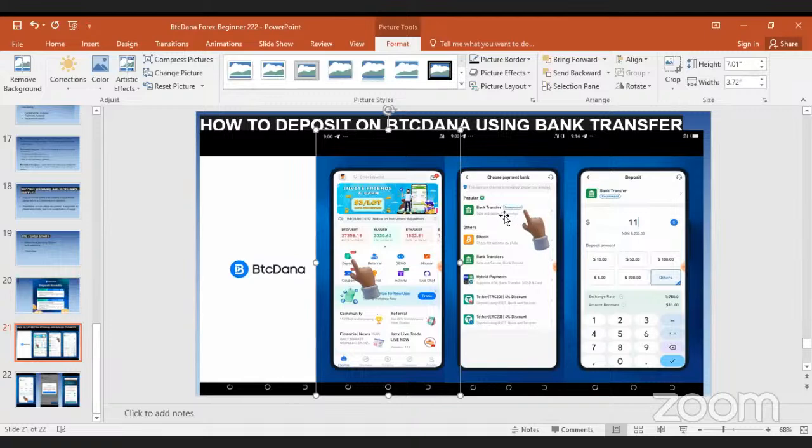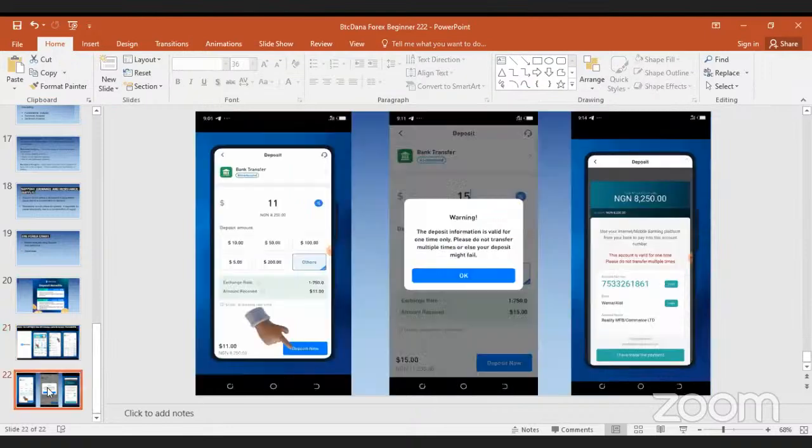When you click on the bank transfer, it's going to bring you this page where you'll be able to enter the amount that you want to deposit. They already have a static amount here, but you can click order and enter the amount that you wish to deposit in the app. Now after clicking on it, it's going to bring you to this page. So you click the deposit. When you click the deposit, it's going to bring you to this page.